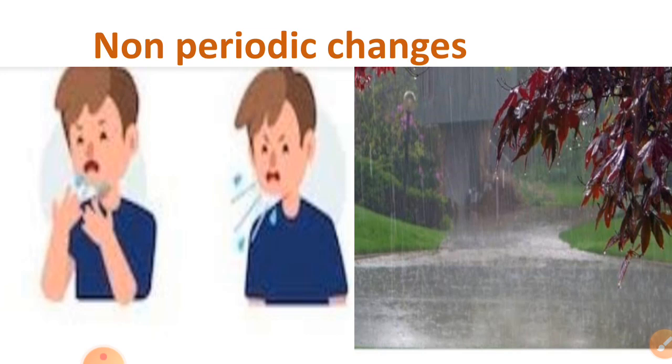Rain is not a season, and seasons are periodic. Suppose after winter comes summer, and then winter again. It is a periodic change. But rain comes anytime, it can come in summer on any day, it can come in the rainy season also, it can come in the winter season also. So it is a non-periodic change. It does not take a regular time. Seasons are periodic, not rain. The rainy season is periodic, but rain is not periodic.